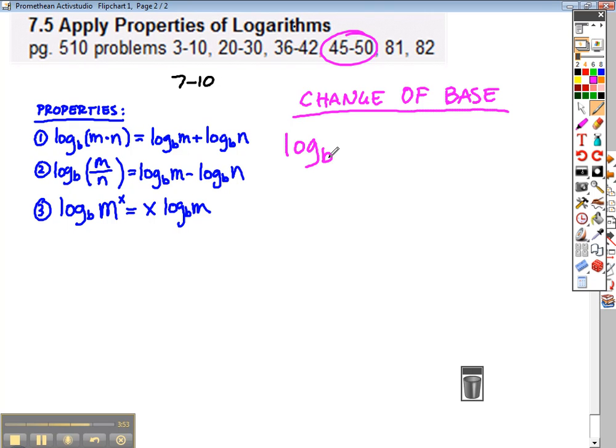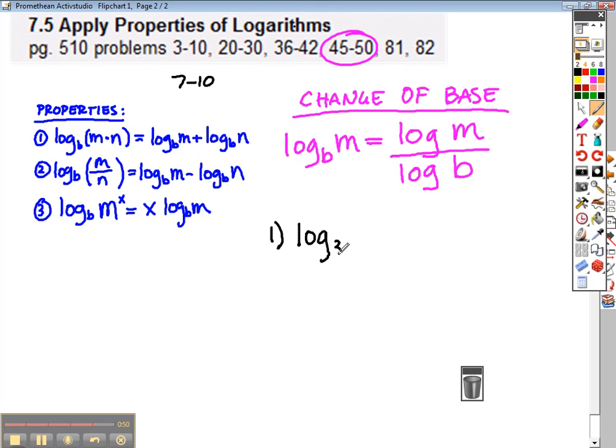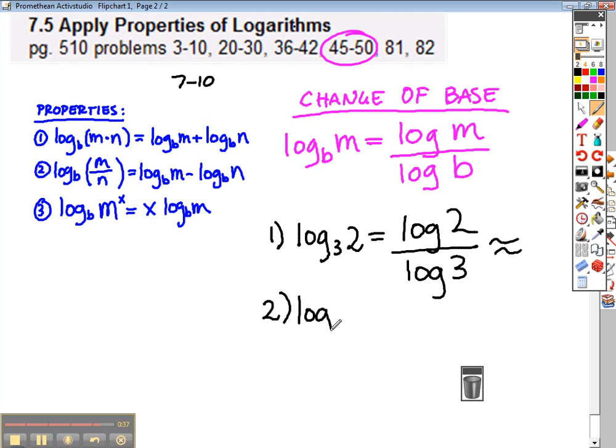It says the following: log base b of any number m, even if it's not base 10, here's what we can do. We can pretend it's base 10, and then divide by log of the actual base. Okay, that's kind of confusing, so we'll do 2 examples. For example, if I wanted to calculate log base 3 of 2, on your calculator you would punch in log of 2, so pretend it's base 10 if I don't write anything, over log of the actual base, which is 3. Okay, plug that in the calculator, you'll get some number. Similarly, if I had log base 4 of 7, that would be log of 7, so pretend it's base 10, over log of 4.